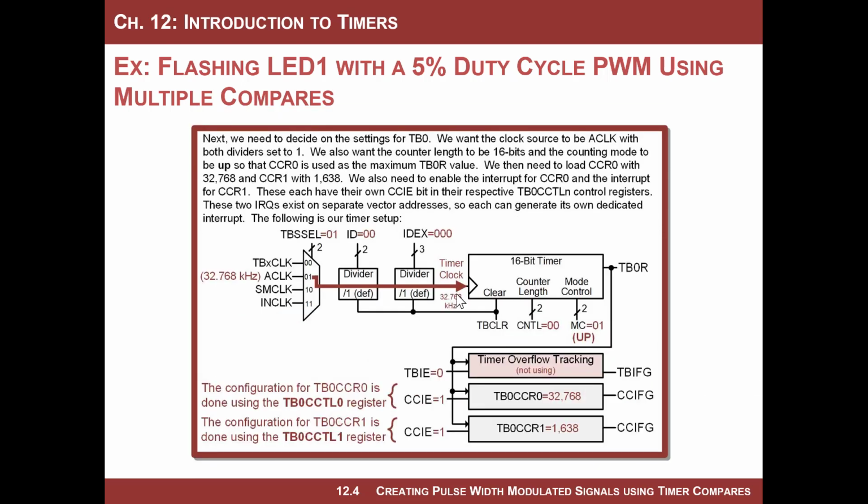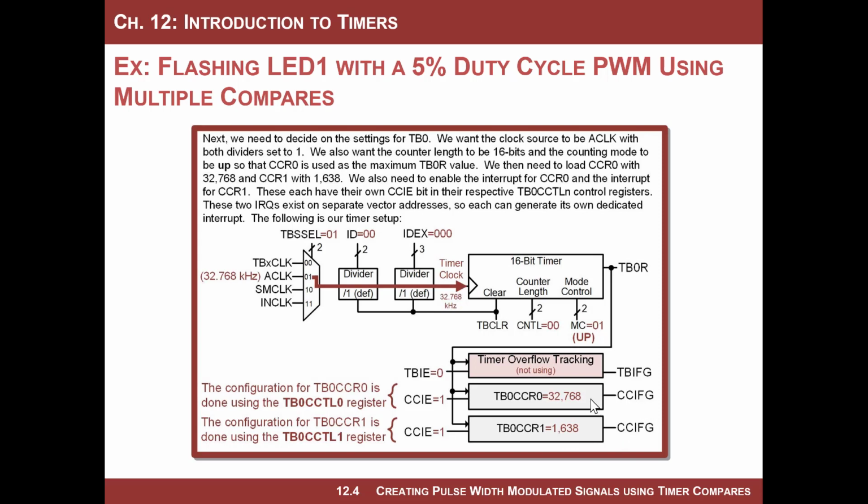So let's look at our setup. Let's use timer B0 because we like it. We're going to leave the timer in 16-bit mode. We got to put it in up mode. We will select A clock as the source. We will leave the dividers as 1. And then we got to configure some stuff. We want to use CCR0. We want to put 32,768 in there, and that will define the 1 second period of the wave of the signal we're driving to the LED. And then in CCR1, we want to put 1638 because that's going to set the duty cycle.